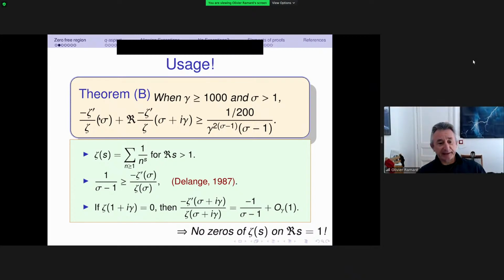And the theorem I have here, which is a consequence of the previous one, gives me an inequality. It gives me that minus ζ'/ζ in σ, plus the real part of minus ζ'/ζ in σ plus iγ, is larger than something. That's positivity, it's larger than something. If I have a zero in 1 plus iγ, the left-hand side is bounded when σ goes to 1. The right-hand side blows away. And so it means that you cannot have a zero in 1 plus iγ. A multiple zero would be the same.